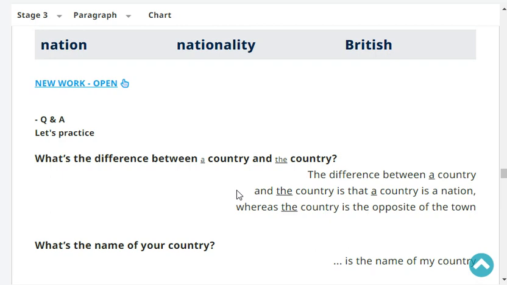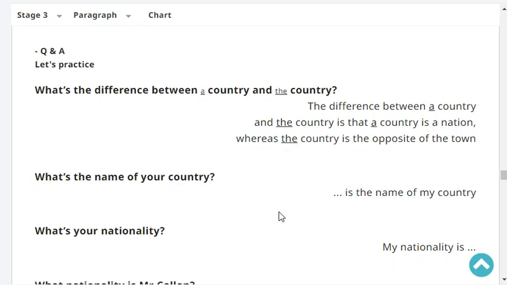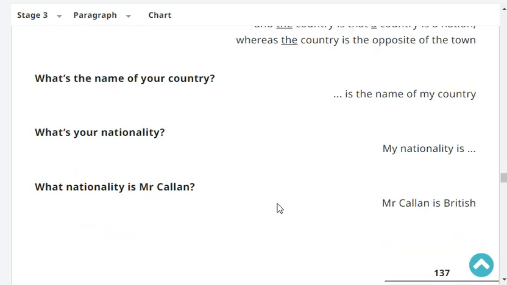The difference between a country and the country is that a country is a nation, whereas the country is the opposite of the town. Well, what's the name of your country? The name of my country is China. What's your nationality? My nationality is Chinese.